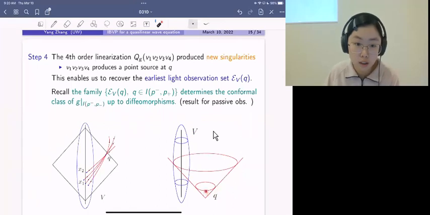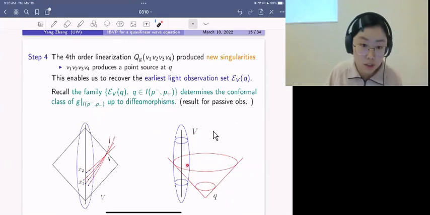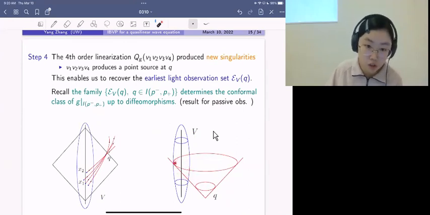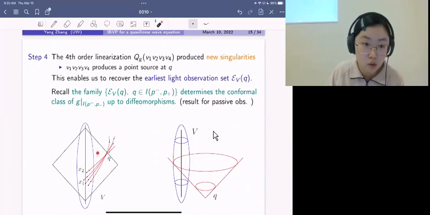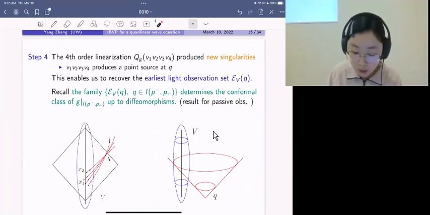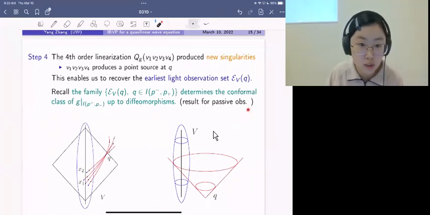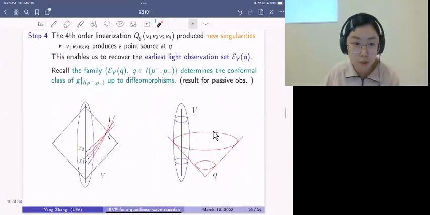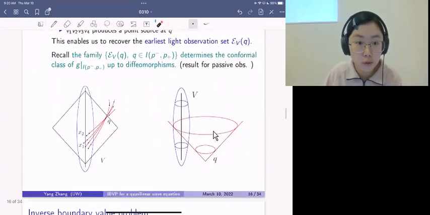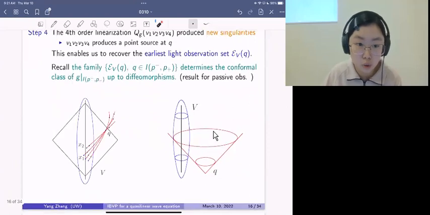So we will have the light cone surface of q. The intersection of this light cone surface with the observation set V is a light observation set, and we can determine the earliest light observation set from this part. And this is true for each q in the diamond set, so one can determine the family of earliest light observation sets. And by the result for passive observations, this determines the conformal class of the metric up to diffeomorphisms. So this is the main idea to recover the metric from the source to solution map.